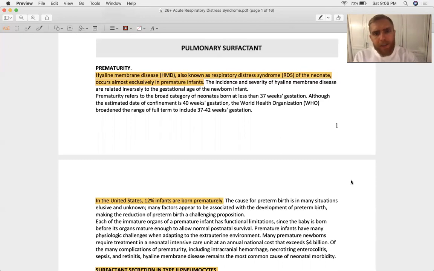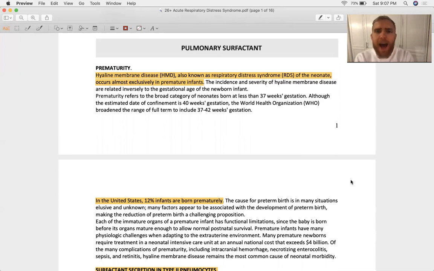So, surfactant. Surfactant holds your alveoli open. Your alveoli are spheres. They're globular in shape. And surfactant coats the inside of these spheres and it lowers their surface tension.